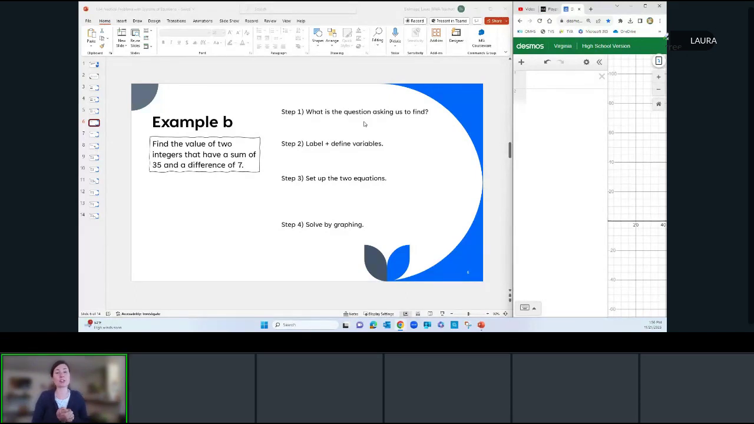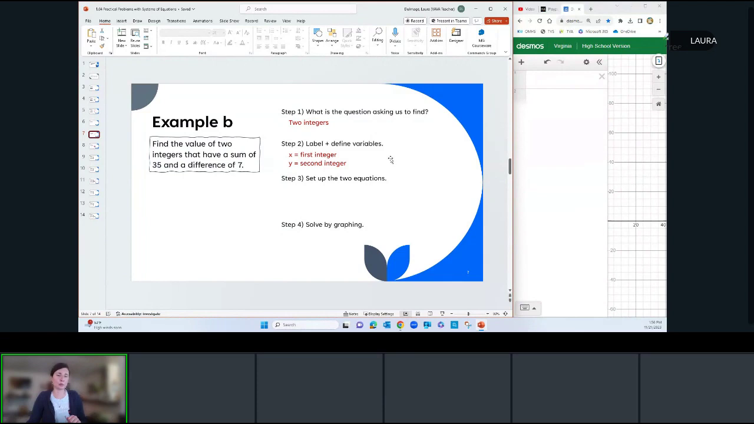All right, what is the question asking us to find? The question is asking us to find two integers. Then that's going to allow us to label and define our variables. So the question's asking us to find two integers. So I am labeling x as the first integer and y as the second integer or number.